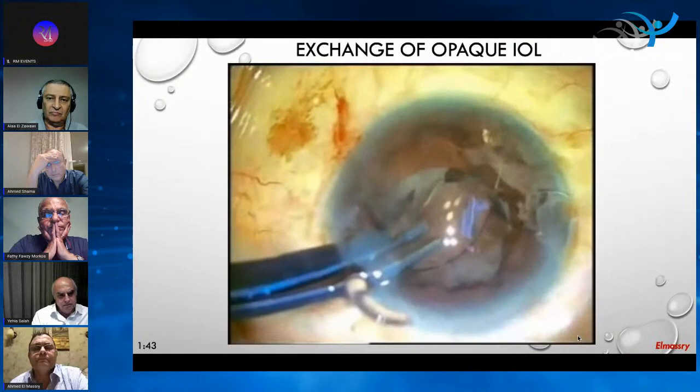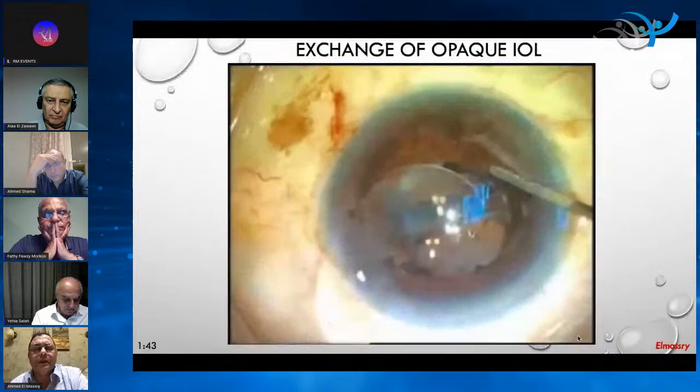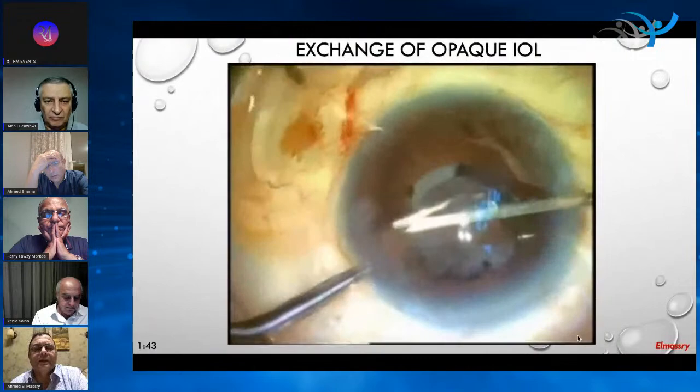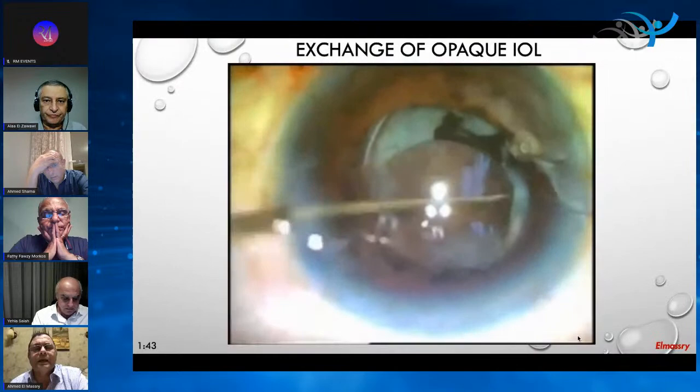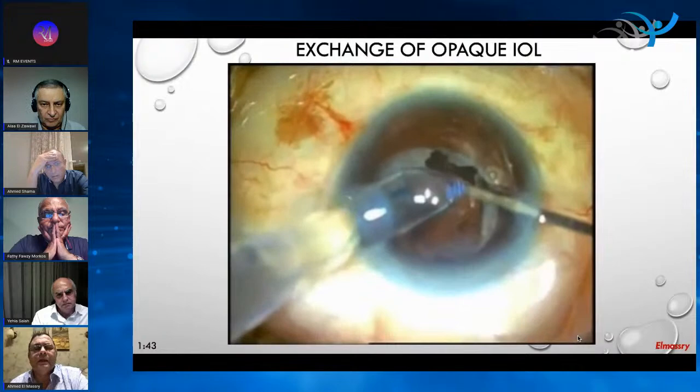Once you have two parts, again, giving viscoelastic all of the time will protect the cornea. Having the two halves out, and then reassess the anterior segment, whether you can put an IOL or not, or whether this synechia could be released. Of course, releasing the synechia, having the bag and the sulcus here to decide, polishing the posterior capsule, and then again putting your three pieces IOL, which is the safest in these situations.